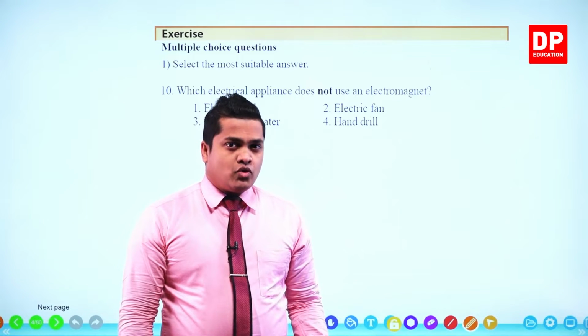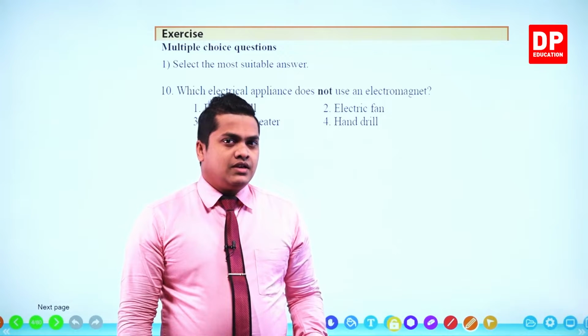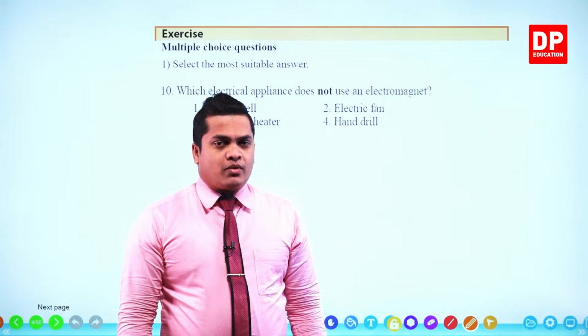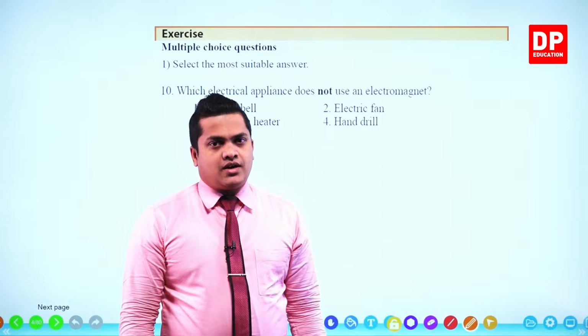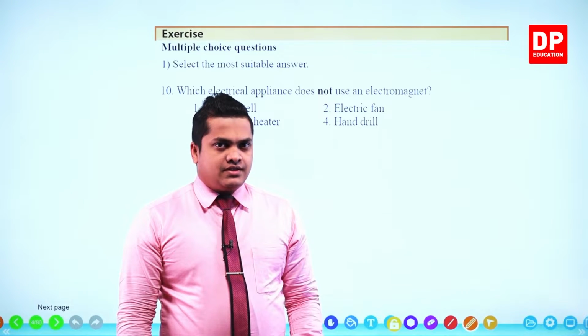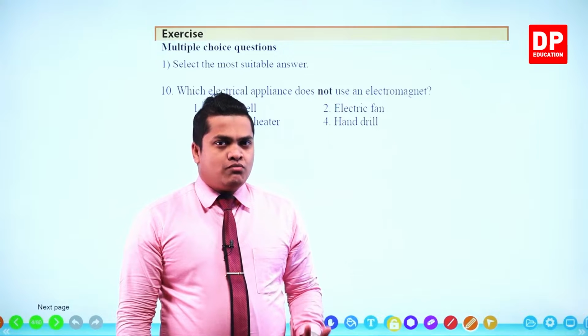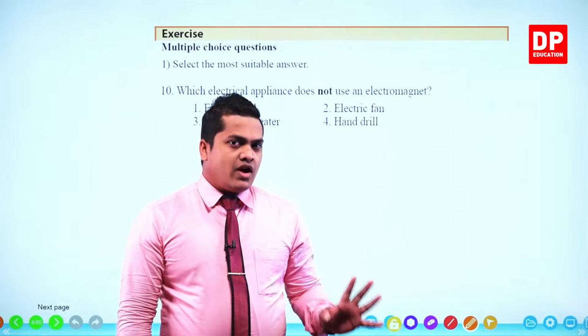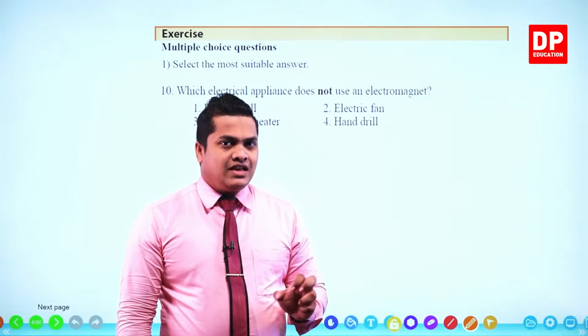Most electric motors are made up with electromagnets. In order to provide the magnetism, electromagnets are being used. So select an answer where there are no motors in rotation. That's the one which does not use electromagnets.